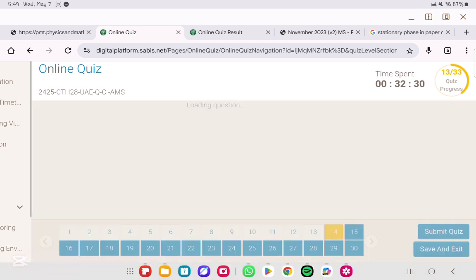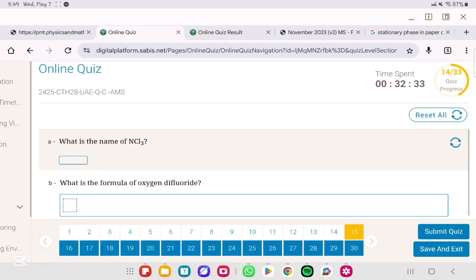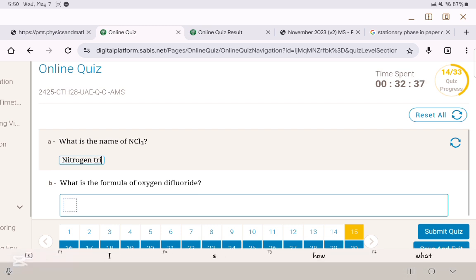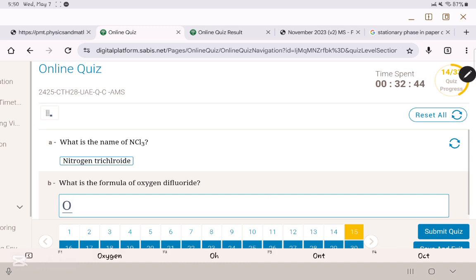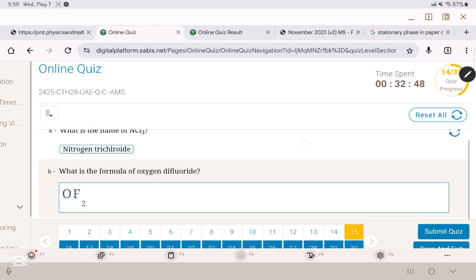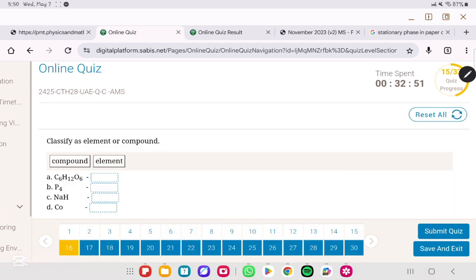Okay, we move on to question number 15. What is the name of NCl3? Very simply, this is nitrogen trichloride. What is the formula of oxygen difluoride? Oxygen is O, and difluoride means it's F and 2, so OF2. Very simply. Move on to question number 16.